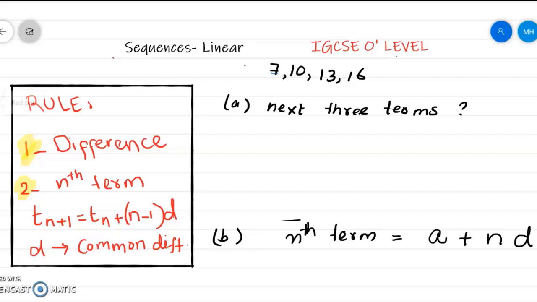So now, first we have to look at how we can get the nth term. Here is a formula for that. It's written over here, and I'm going to explain it in this lecture. Okay, so let's start the lecture.